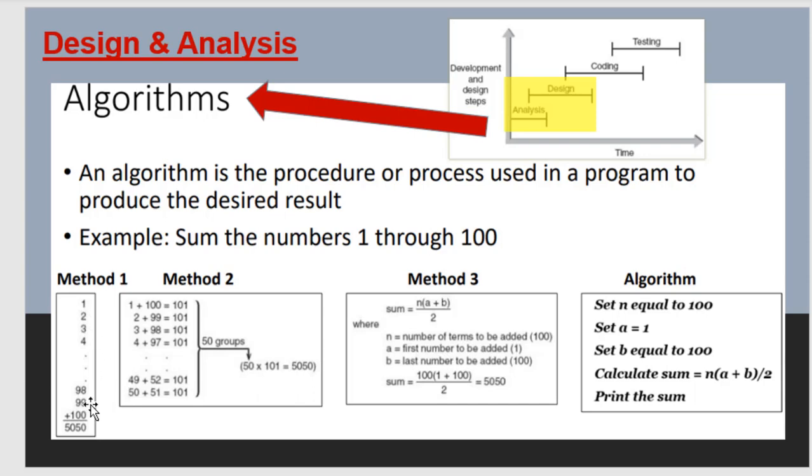And then 3 and 98. So if you look at all those pairs, for 100 numbers there would be 50 pairs of those. Each of these pairs is designed to add to the same value. So 1 plus 100 is 101. 2 plus 99 is 101. 3 plus 98 is 101.